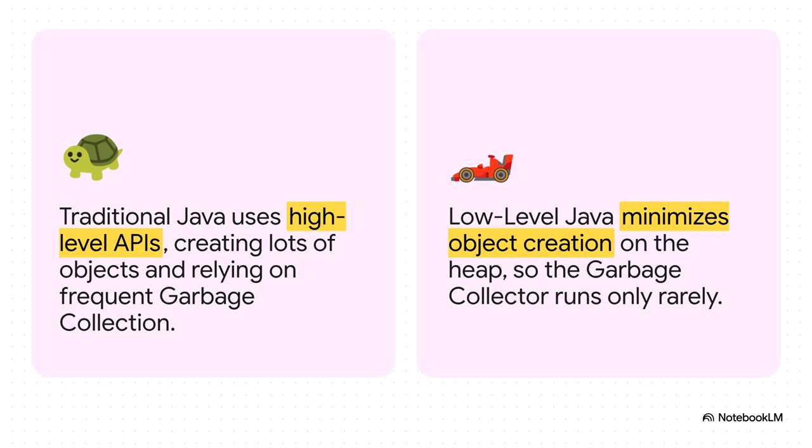See, on the left, you've got your typical Java application, which is constantly creating and then throwing away objects. This forces something called the garbage collector to run all the time, which slows things down. ArcadeDB, on the right, is designed to avoid that almost completely. It's all about working with the hardware, not against it, to squeeze out every last drop of performance.